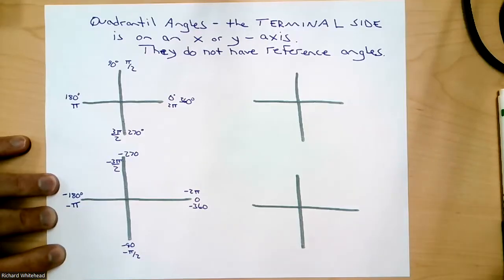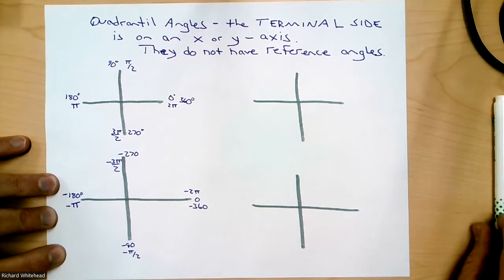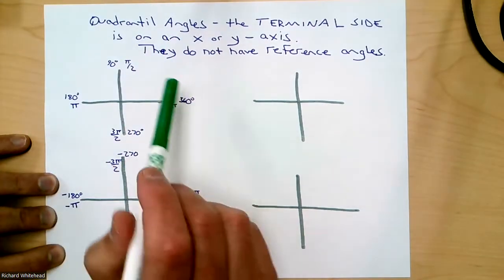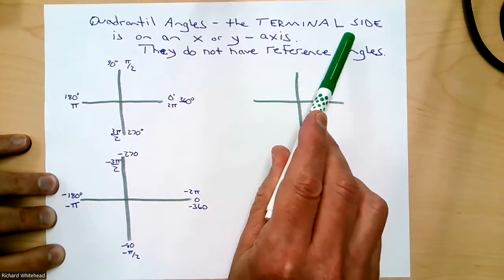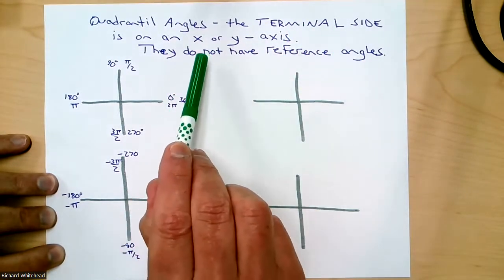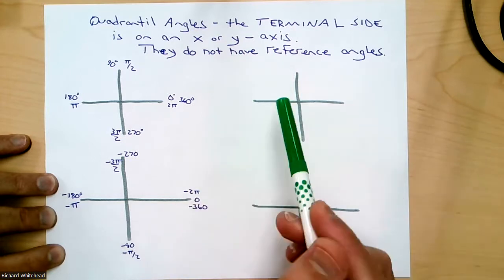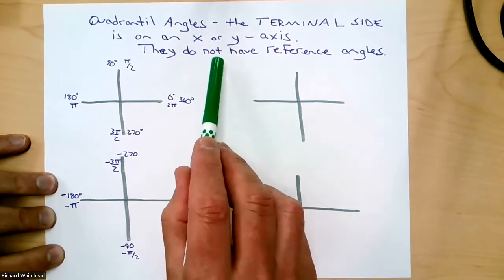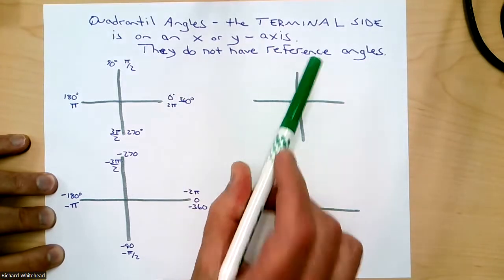Okay, last thing for this set of problems, what we call quadrantal angles. So this is a bit of a big deal. Quadrantal angles, the terminal side of the angle is on an axis, either the X or the Y axis. Key thing, or one of the things about them, is quadrantal angles do not have reference angles.